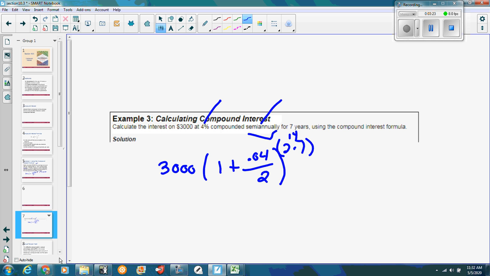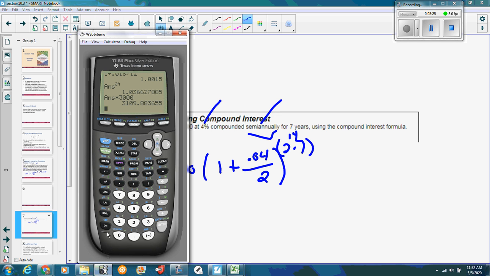So in my calculator, again, I do 1 plus 0.04 divided by 12. Oh, I did 12. 1 plus 0.04. That was the last question. Divided by 2. There we go. Raised to the, so that's what's in the parentheses, raised to the 14. Then at the very end, I multiply by 3,000.